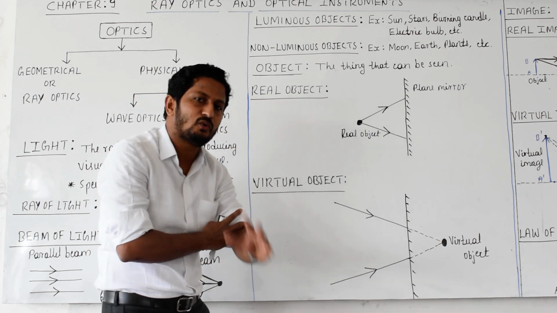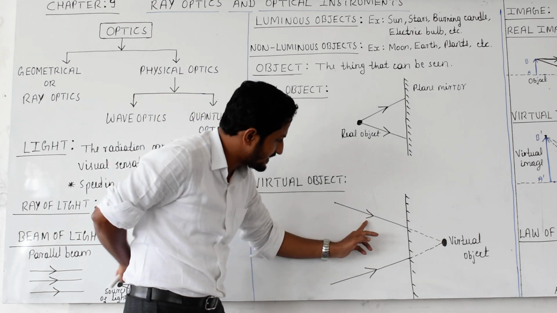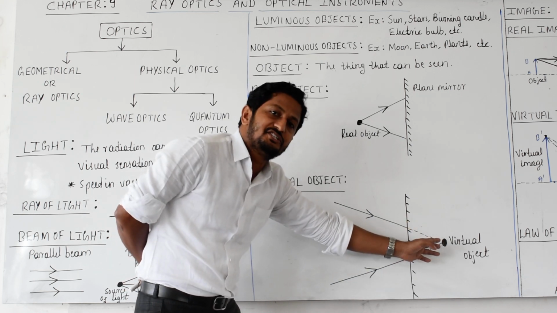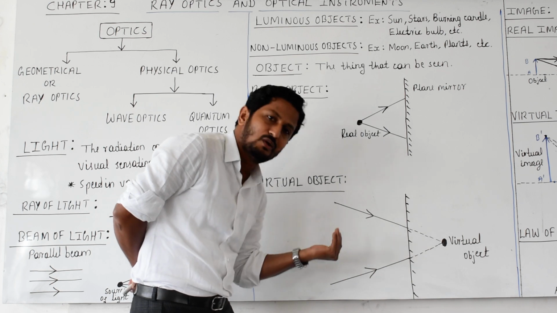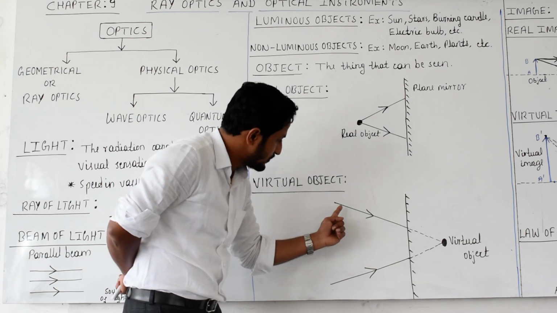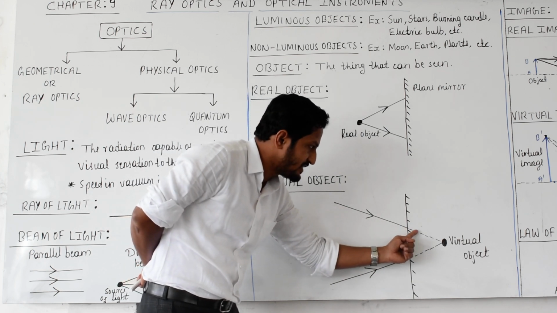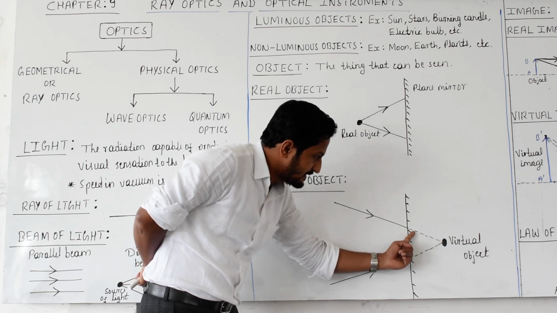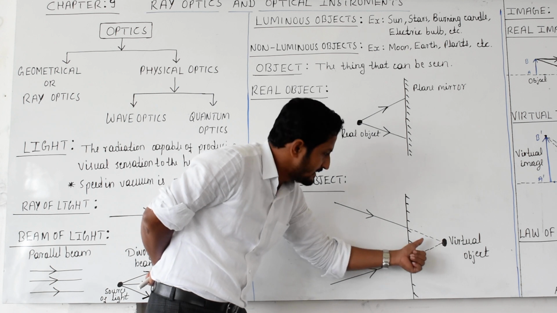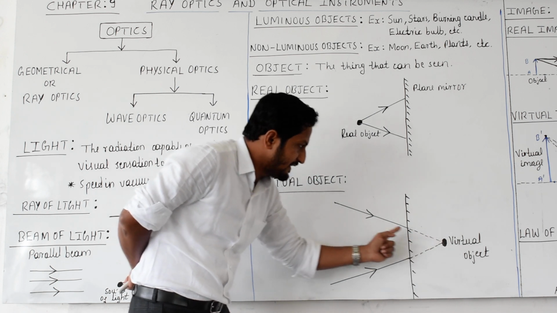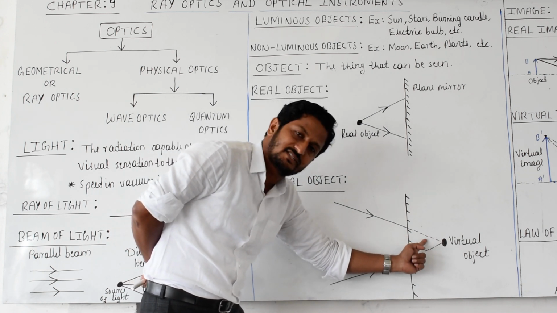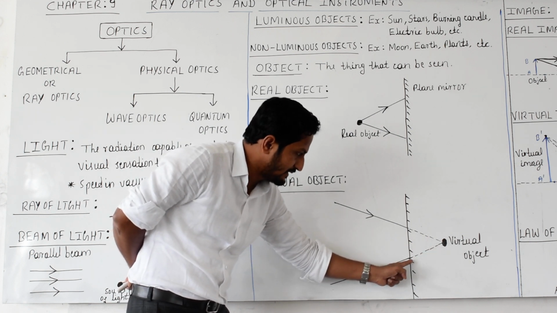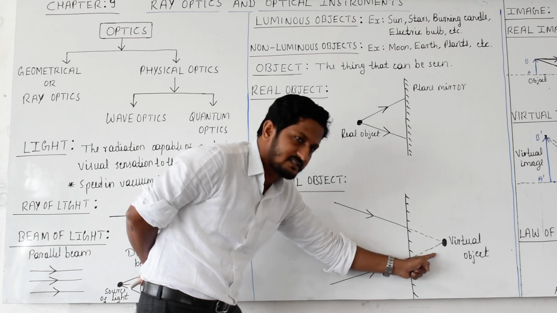So see, what you have to do here is extend their initial path. Initial means before they bounce back. You just extend their initial paths. Here I have extended them with these dotted lines. These dotted lines indicate the extended path of this first light ray. Similarly, you extend the path of that second light ray like this.